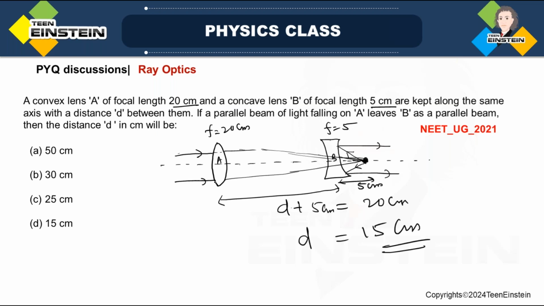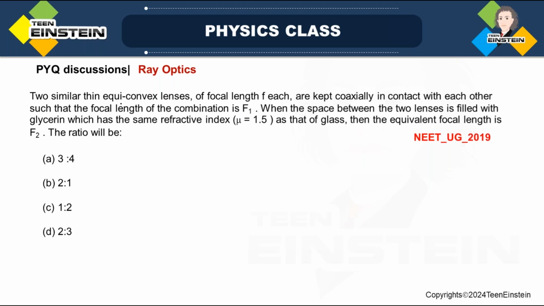See, these parallel rays after refraction, they will actually meet at the focus, right? And see, the refracted rays will create a point image, and that image will actually act as the object for this.